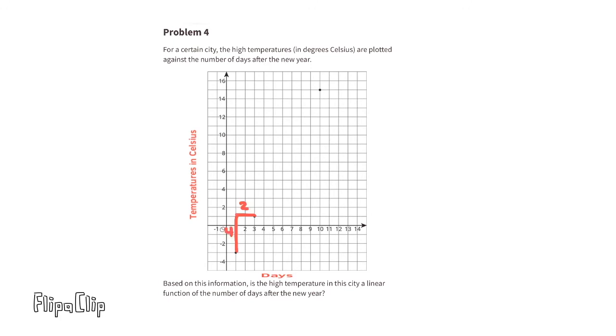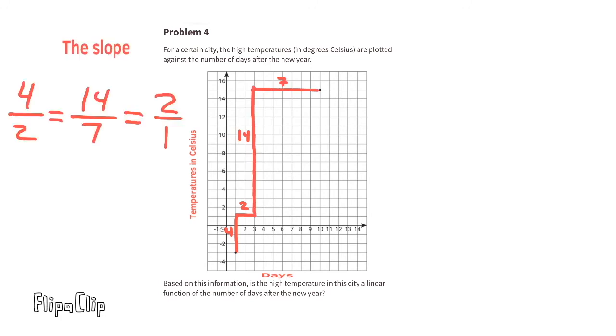The rise is 4 and the run is 2. From this point to the point on the top, the rise is 14 and the run is 7. 14 over 7 is a slope of 2, just like 4 over 2 is a slope of 2. And if you were to draw a line straight through these points, you would have a straight line. The straight line proves that it is a linear function.